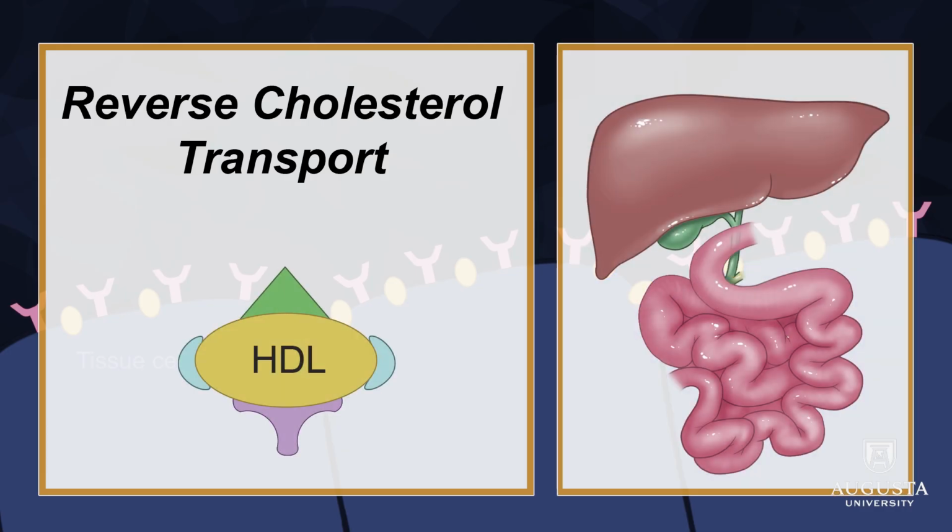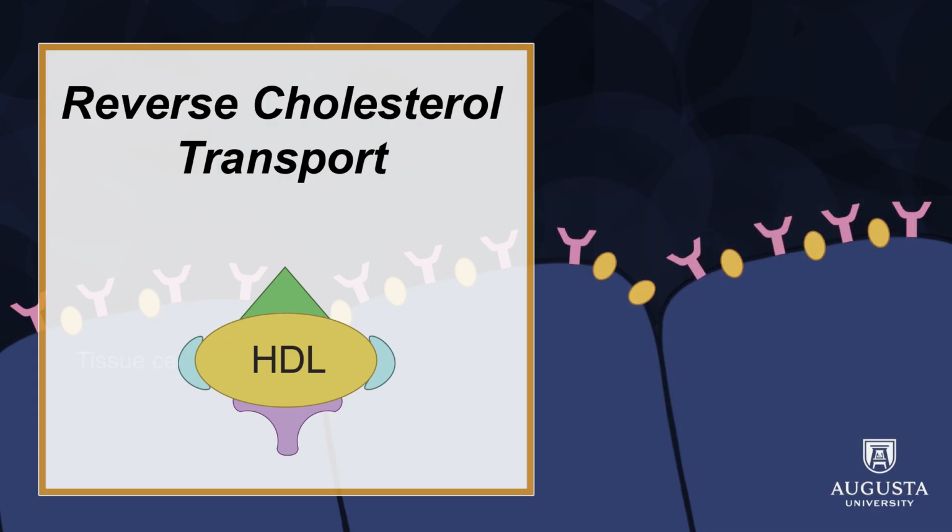HDL carries excess free cholesterol from peripheral tissues back to the liver, where it is ultimately excreted in bile, either as bile salts or as free cholesterol. HDL serves as a reservoir for several apolipoproteins, including ApoC2 and ApoE, but only ApoA1, its main structural protein, will be shown in this animation. Let's now examine this process step by step.